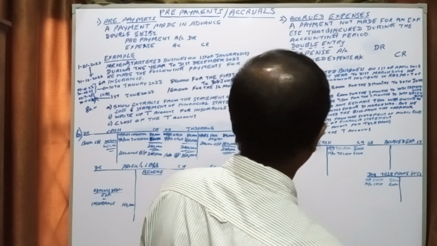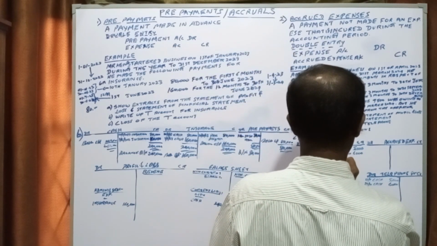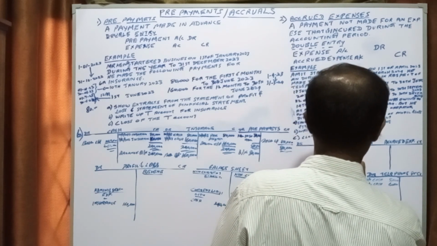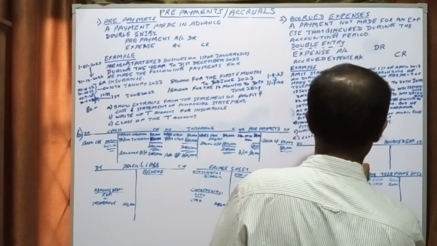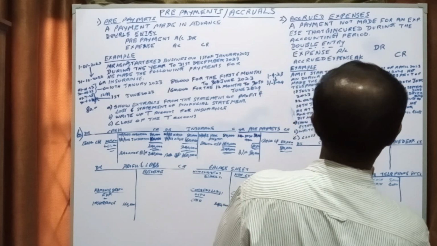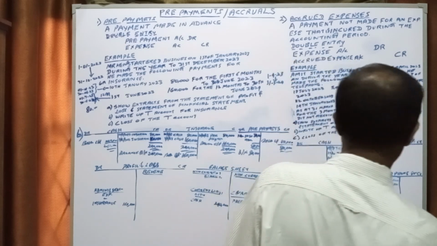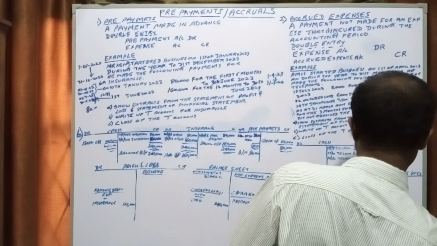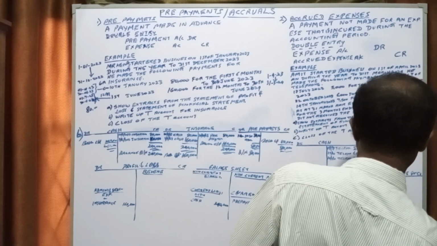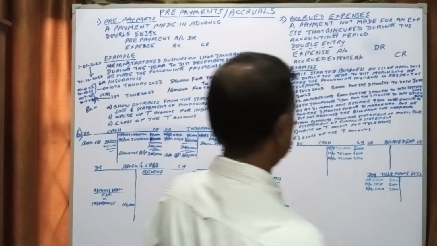On 14th of January 2024, they are paying the telephone charges again. Okay, 7,500. 14th January, cash 7,500. Okay.